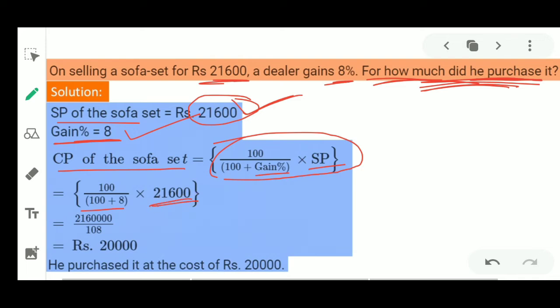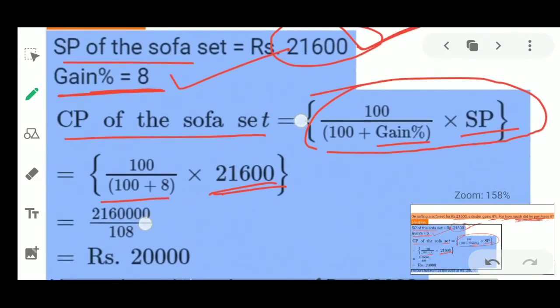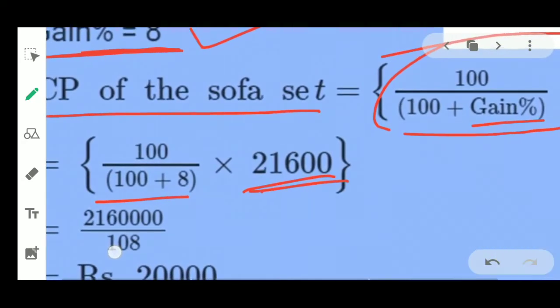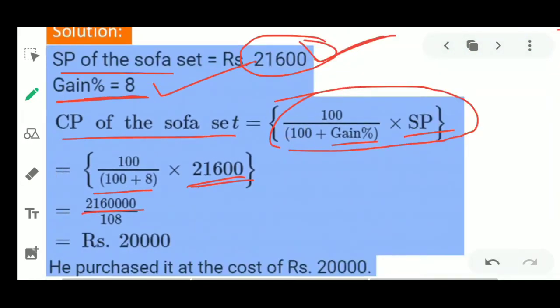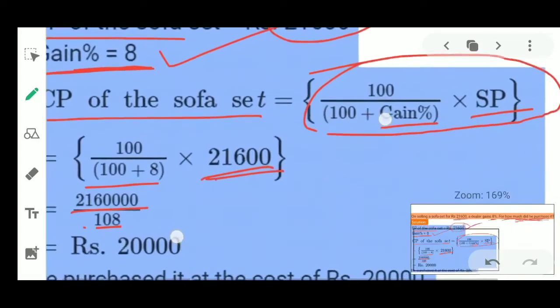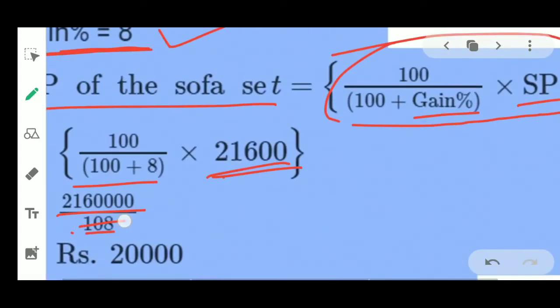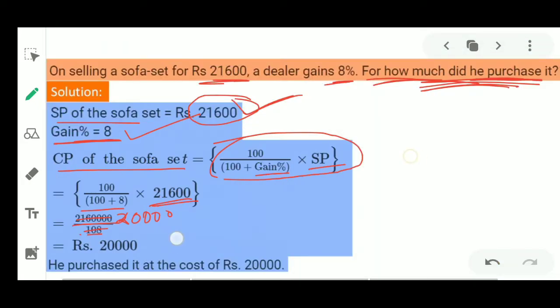Now 21,600 multiplied by 100, that will become 21,60,000 by 108. Okay, so here 108 multiplied by 2, that is 216, then put 40. So the cost price of the sofa set, that is 20,000.